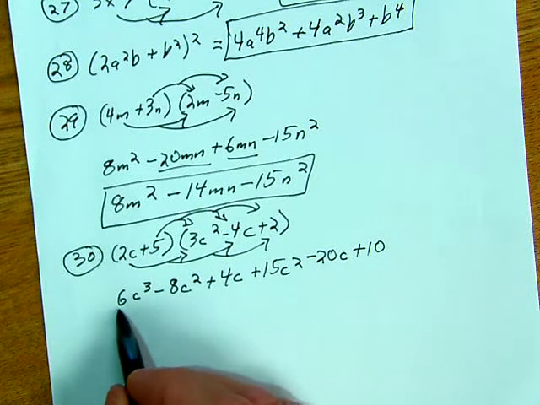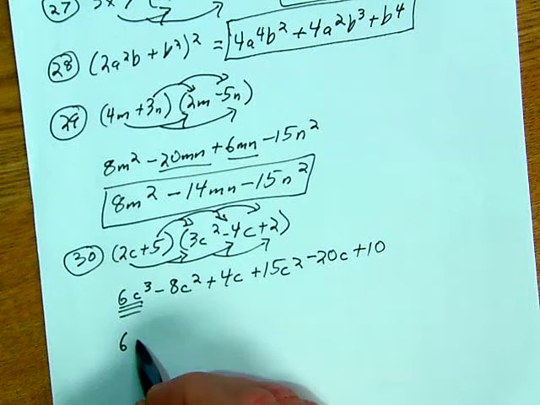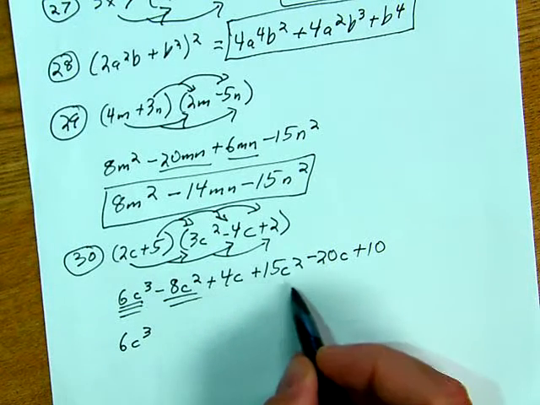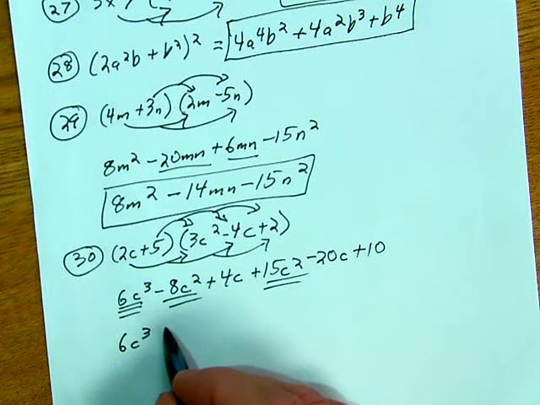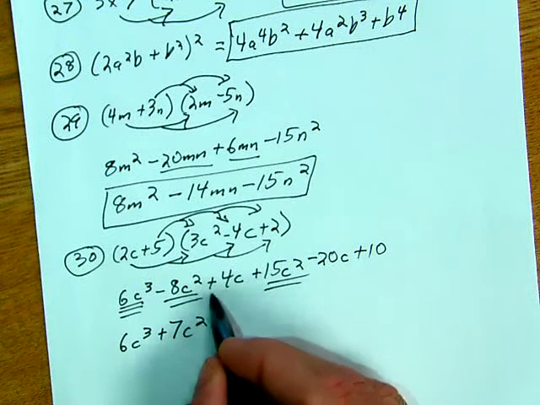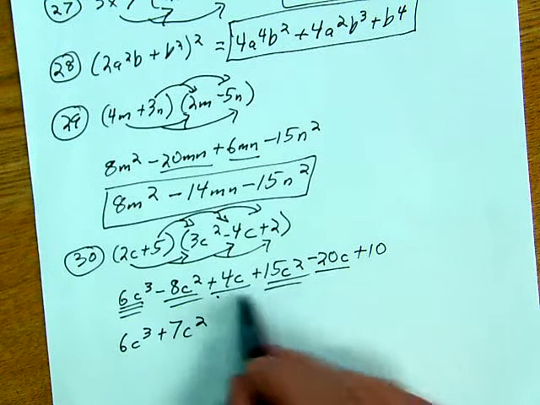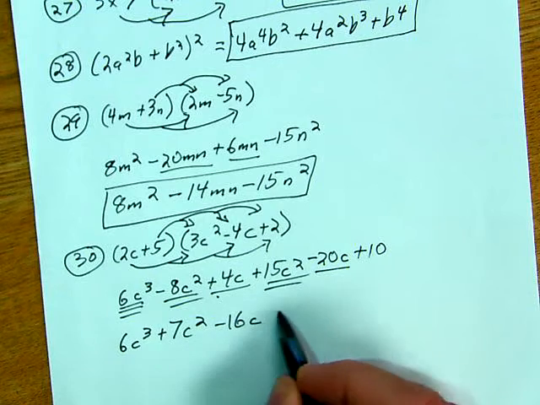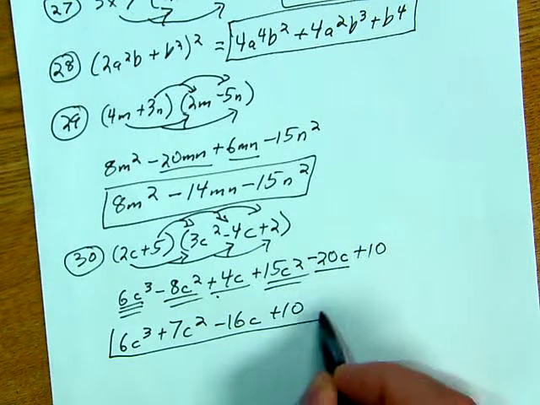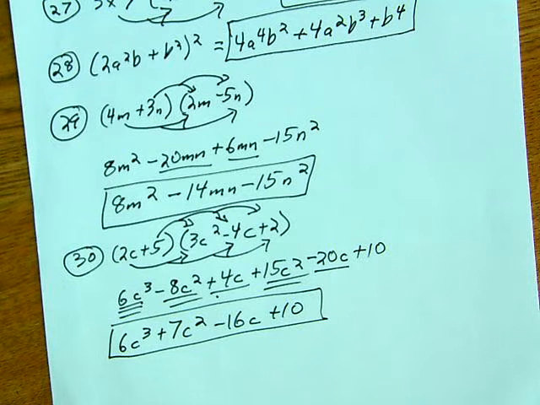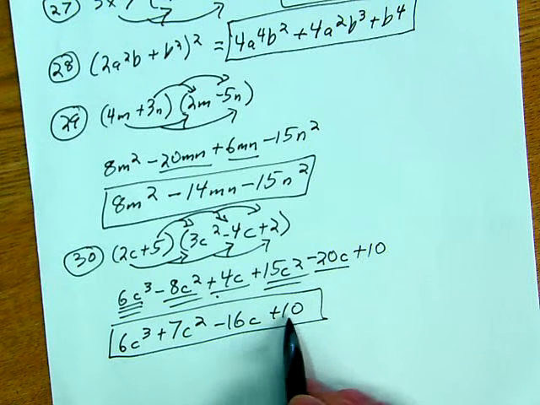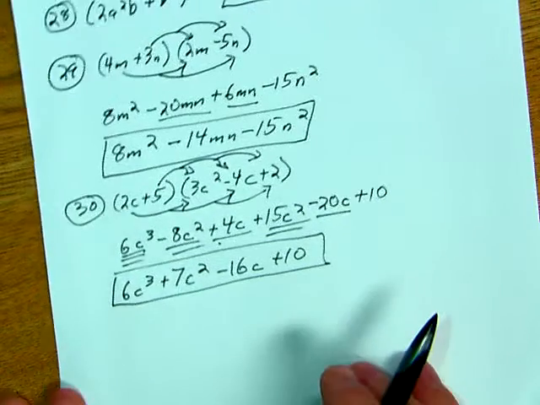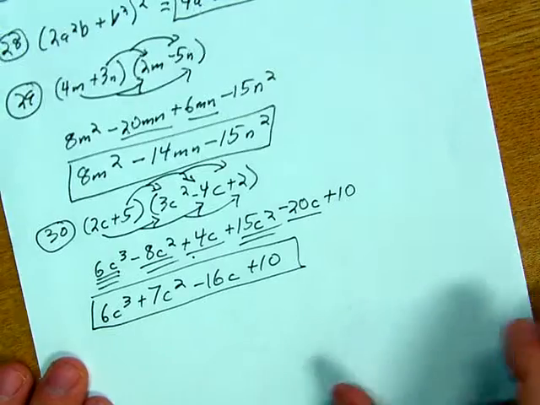We look for like terms. There's only one with c to the third. We have two with c squared. Minus 8, that is plus 7c squared. There's a c and there's a c for minus 16c, plus 10. Finish it out. And that is our final answer for number 30: 6c to the third plus 7c squared minus 16c plus 10. That is correct. All right, let's try a new page.